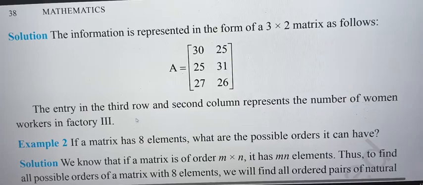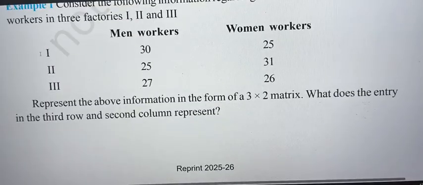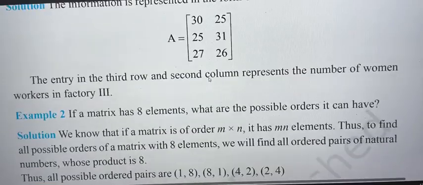So they are writing this statement because here they have given what you generally call an index. So factory 1, factory 2, factory 3, and we are not generally representing them in a matrix, so they have just written in a statement saying that the third row, second column shows the number of women workers in factory 3, because this is the women column and this last row is the third factory, so you can just mention that statement.